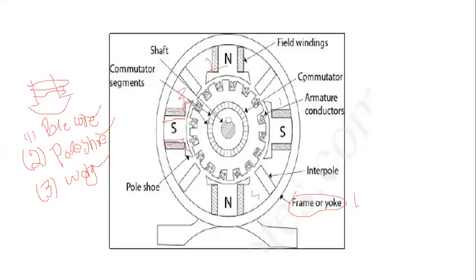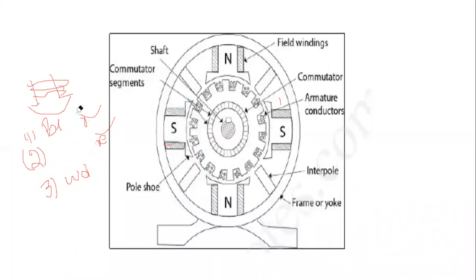Next, coming to the next part, that is the commutator. Next, this is the shaft. At the inner part we are having the shaft, and these are the commutator segments. Next one is the bolts and nuts. These are the various constructional parts in the case of a DC machine.